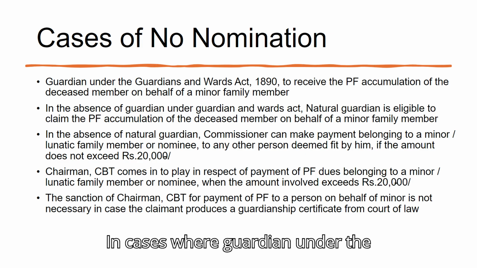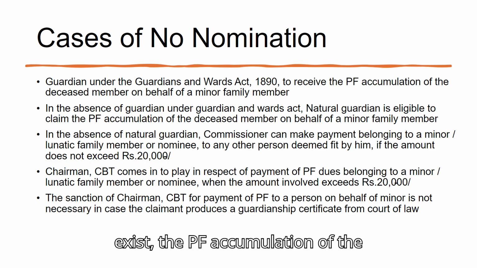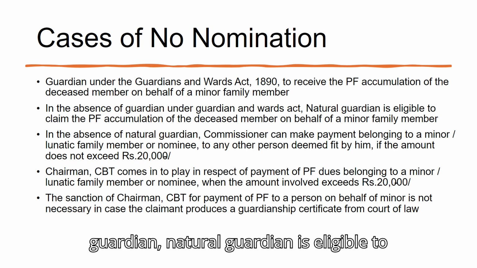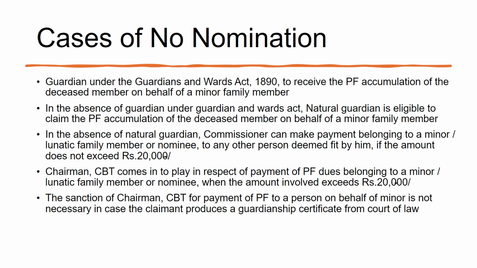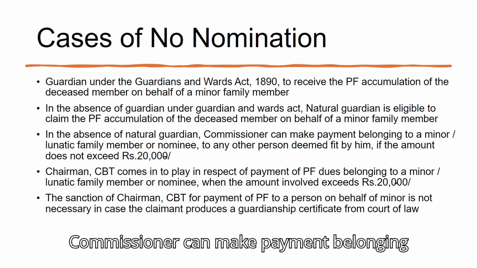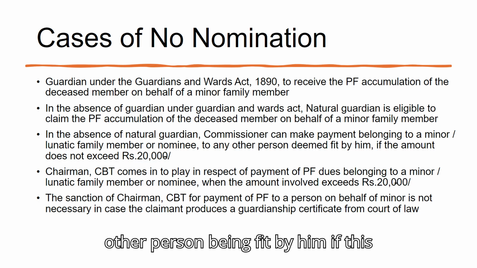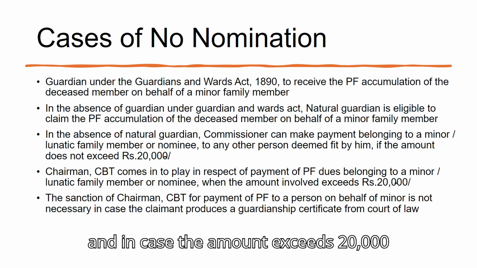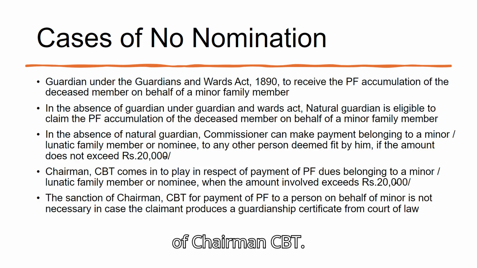In cases where a guardian under the Guardians and Wards Act 1820 exists, the PF accumulation of the deceased member is paid on behalf of a minor family member. In absence of a guardian, the natural guardian is eligible to claim the accumulation of the deceased member on behalf of the minor family member. In option of the natural guardian, the commissioner can make payment belonging to the minor family member or nominate any other person fit by him if this amount does not exceed 20,000 rupees, and in case the amount exceeds 20,000, payment should be made after sanction of Chairman CBT.